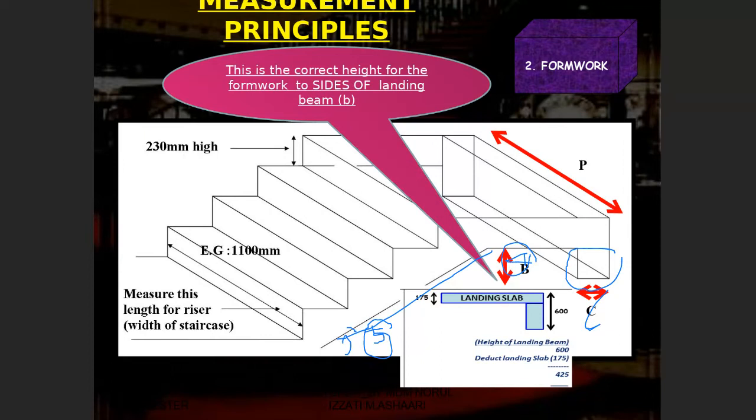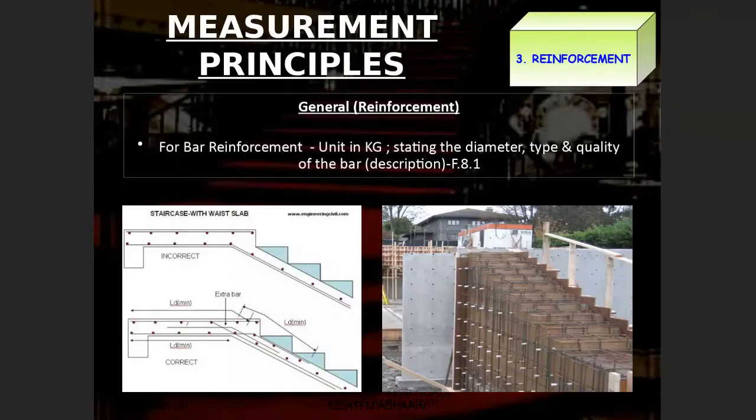Always remember, if you don't have landing, do not measure or make any assumption of the landing. Let's say the drawing is only straight flight. How many items do you have to measure? You only have to measure formwork to riser, formwork to string, and formwork to soffit of sloping staircase. Only three items. Once you have the landing, then there are six items to be measured. Please check the drawing before you start any measurement.